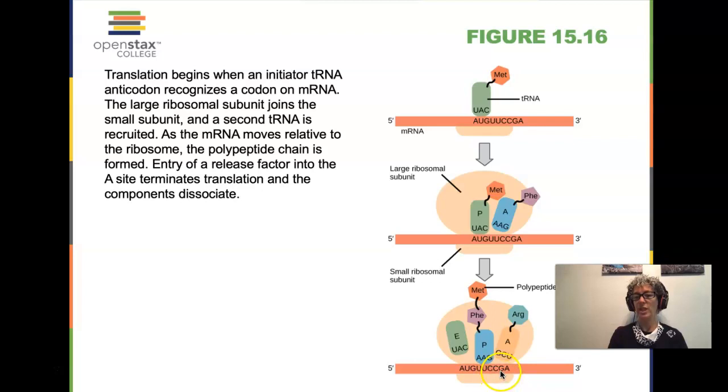We have a CGA codon, so we need a GCU anticodon, and CGA specifies the amino acid arginine. We would forge a peptide bond between the phenylalanine and the arginine. The ribosome would ratchet over one codon, and then this would be the empty tRNA that would exit. This tRNA would have methionine, phenylalanine and arginine attached, and it would sit in the P site. There would be an empty A site.